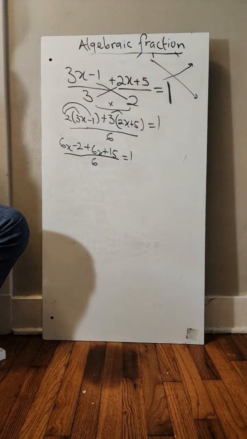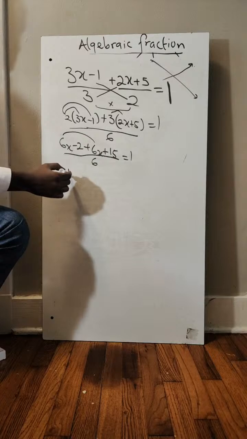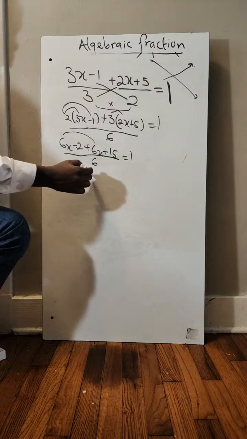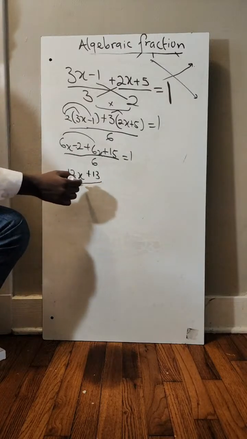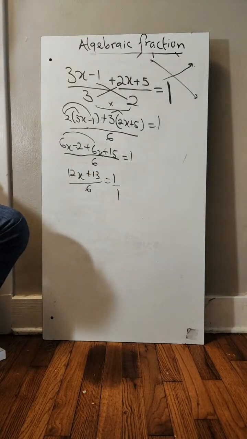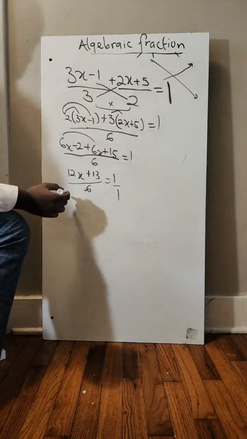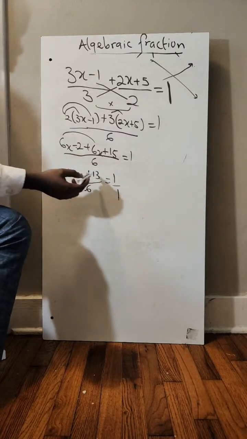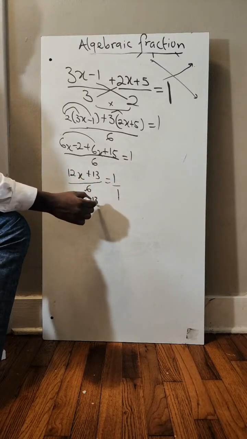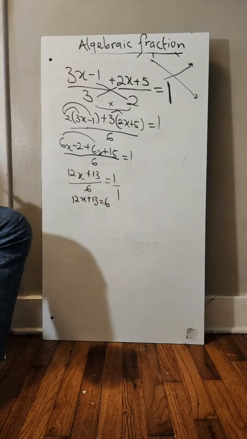And the next thing to do is to add up the common terms, which is 6x and 6x, which is 12x. -2 and plus 15 gives plus 13, over 6 equals 1. It's the same thing as saying 1 over 1. And the next thing to do is to cross multiply as usual. Then we have 6 times 1, 1 times this. So we have 12x plus 13 equals 6, because 6 times 1 is still 6.